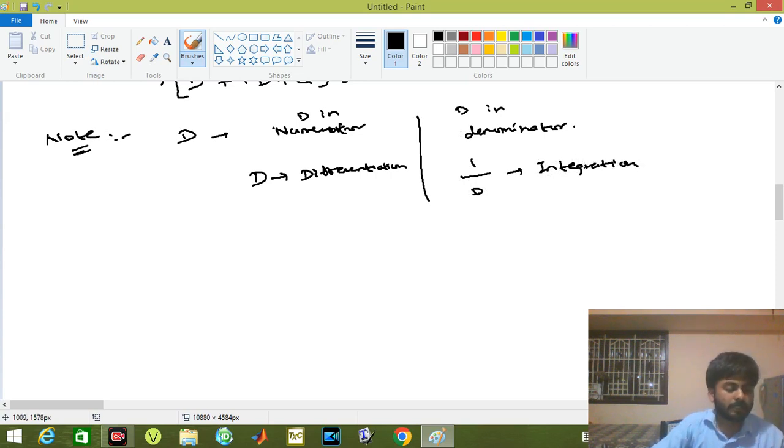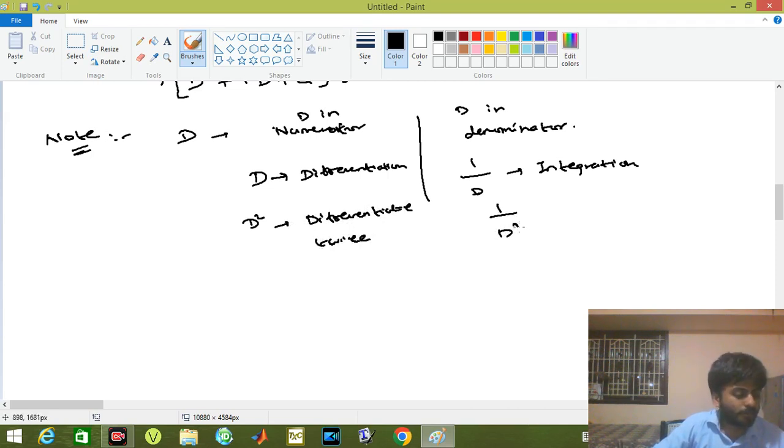If you are having D square, you have to differentiate twice. If you are having 1 by D square, you have to integrate twice, and so on.